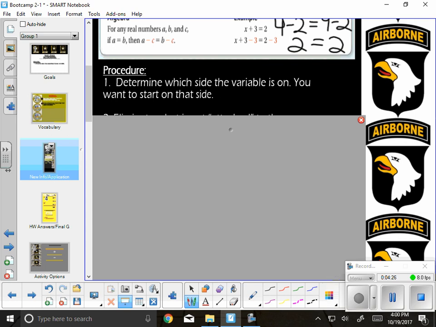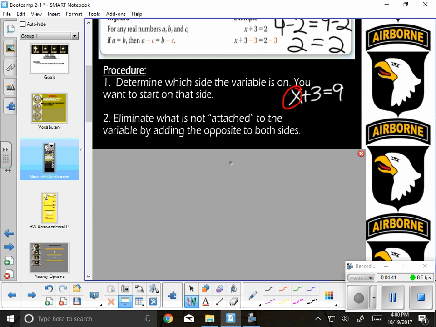So say we have the equation x plus 3 equals 9. When we're looking at that equation, we can see that the x, which is our variable, is on the left-hand side. From here, we go to step 2, which says we're going to eliminate what is not attached to the variable by adding the opposite to both sides. Our variable is x, and the piece not attached is that positive 3. So in order to get rid of it, we're going to add the opposite. If we have positive 3, we add a negative 3.